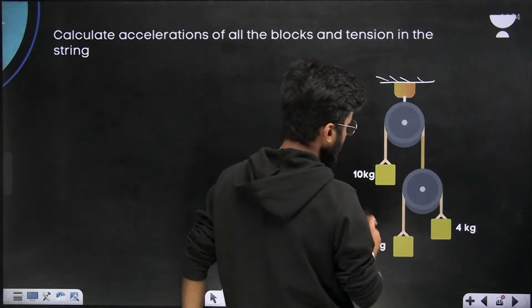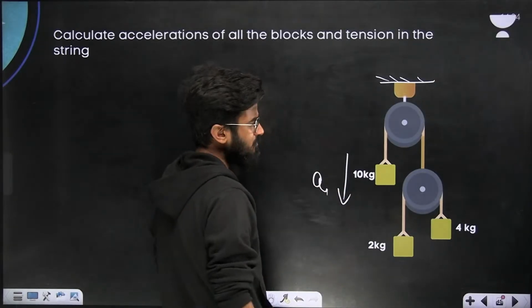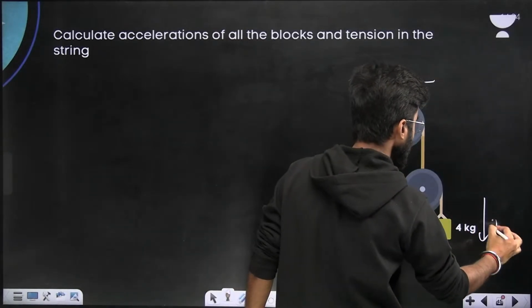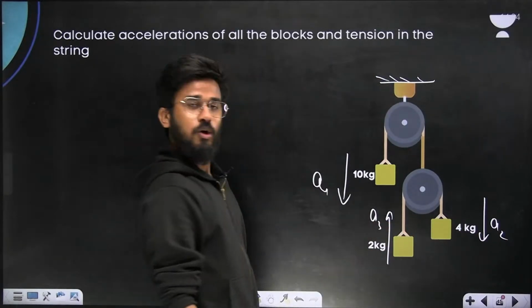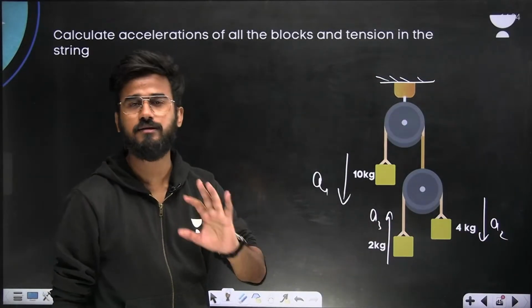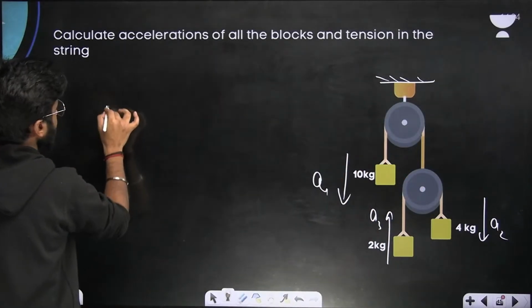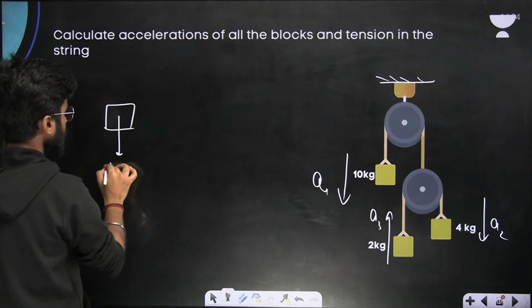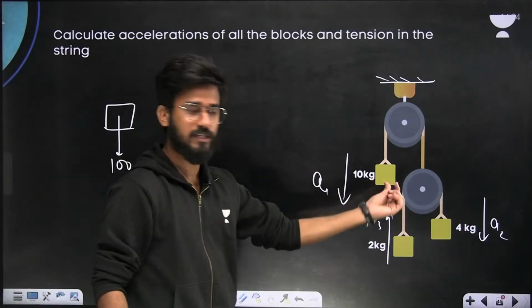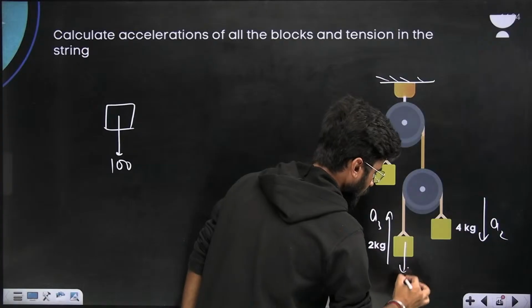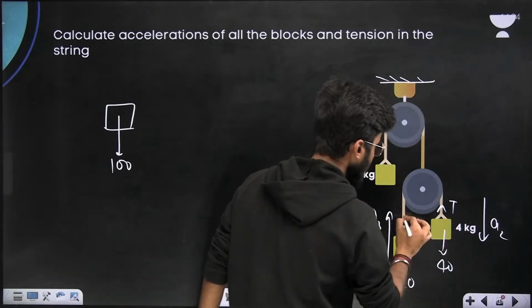So this is 10 kg. Suppose this is going in this direction with acceleration A1. If we mark the accelerations, suppose this is going in direction A2 and this is going in direction with A3. Now just draw all the forces. Let us focus on this 10 kg. There is a weight of 100 Newton in the downward direction, Mg, 10 into 10. Now suppose this is 20, this is 40, like the previous problem. This is tension T, this is tension T.